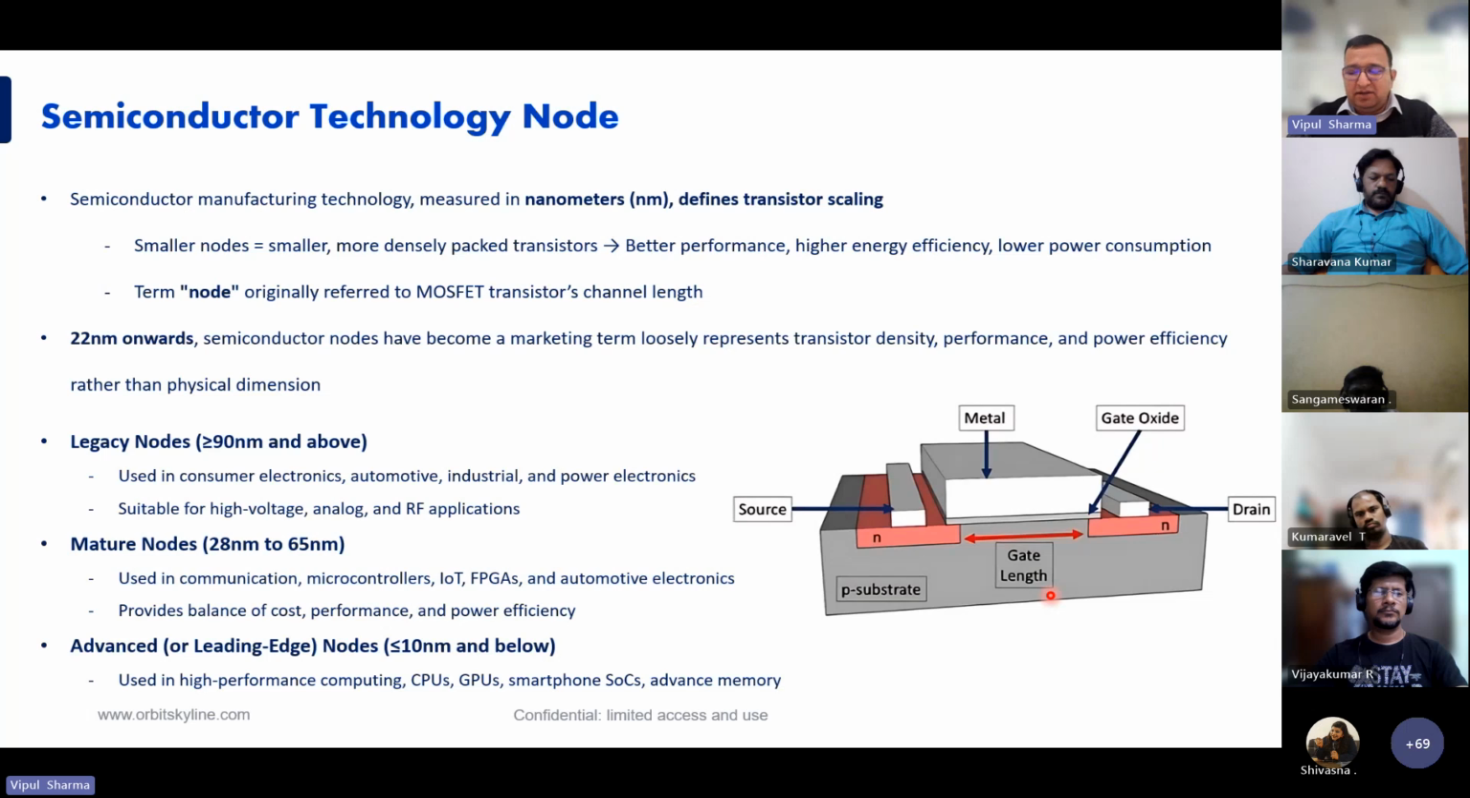Because based on how small a transistor can be fabricated, everything revolves around it. It is the smallest dimension which is getting imprinted on a silicon wafer in order to build a transistor, and around it revolve all the other technologies in that foundry. That's why this parameter becomes very important.